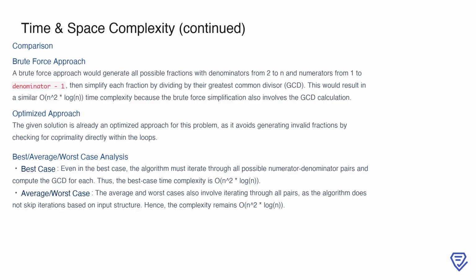In terms of best, average, and worst-case analysis, the time complexity remains O(n squared * log n) in all cases. This is because the algorithm must evaluate every numerator-denominator pair and compute the GCD for each, regardless of the input structure.